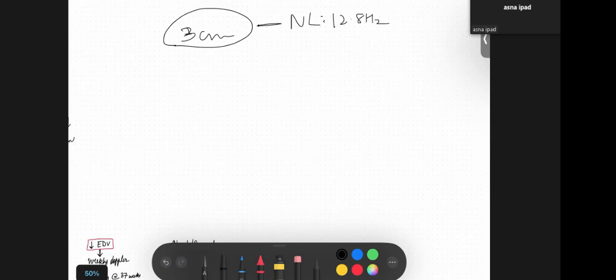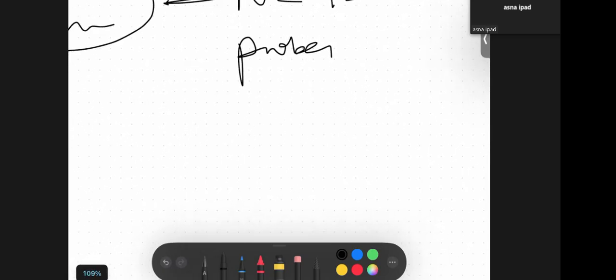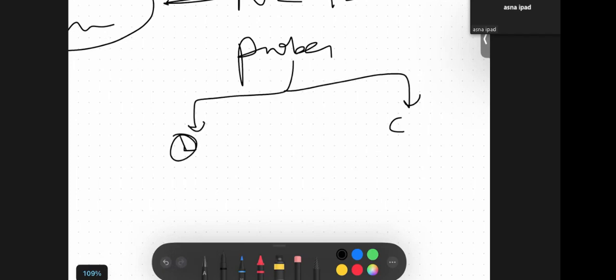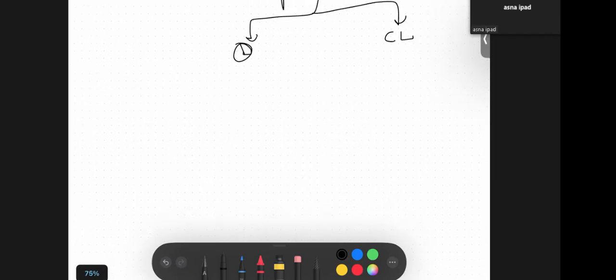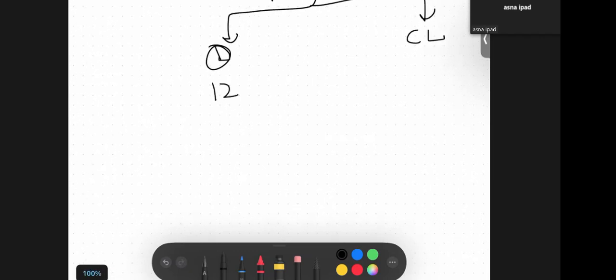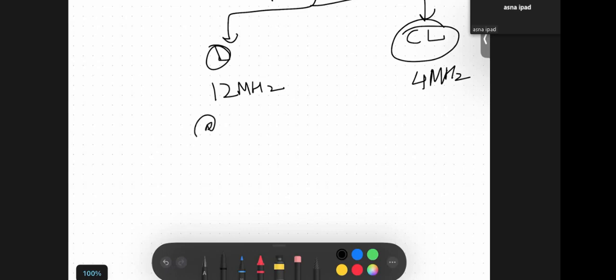So now we have two probes, right? The two probes we have are a linear and a curvilinear probe. Okay. The linear probe has a frequency of 12 megahertz. Curvilinear has a frequency of 4 megahertz. The angle of inclination should be 0, at angle 0 degrees. Okay.